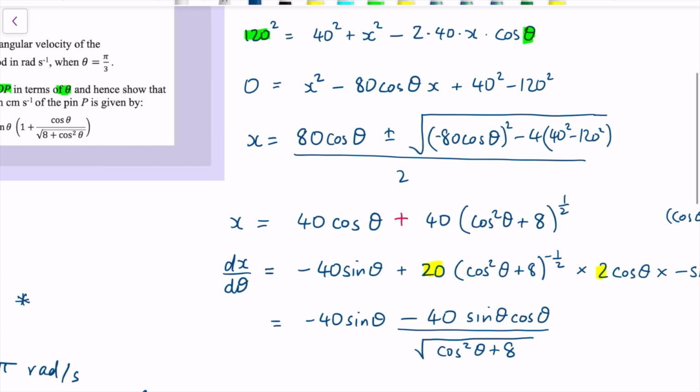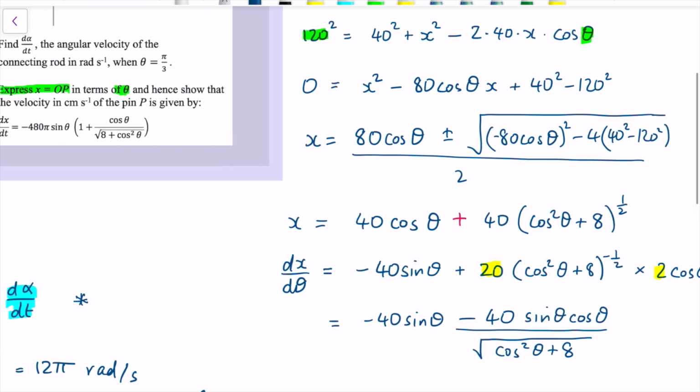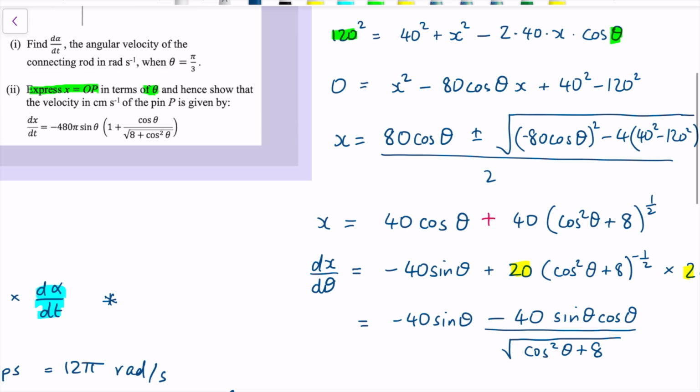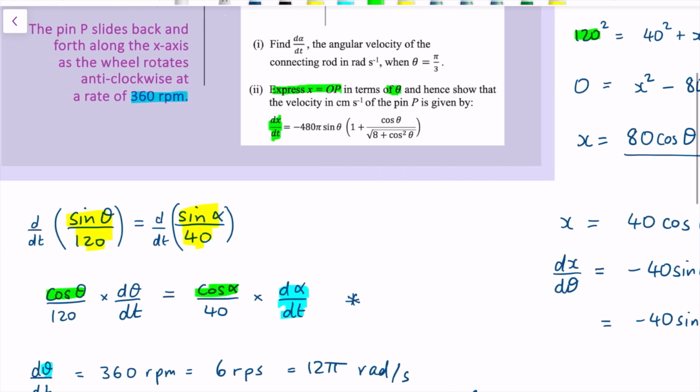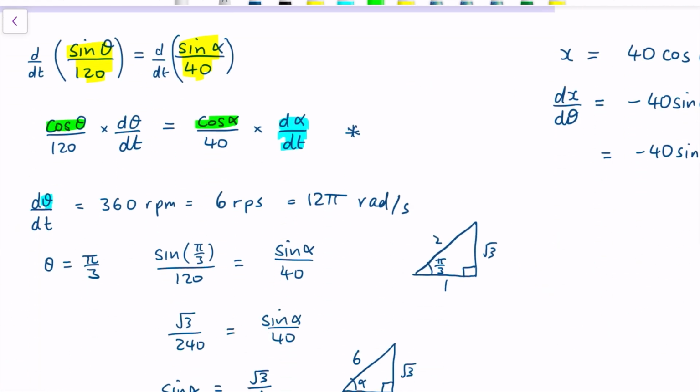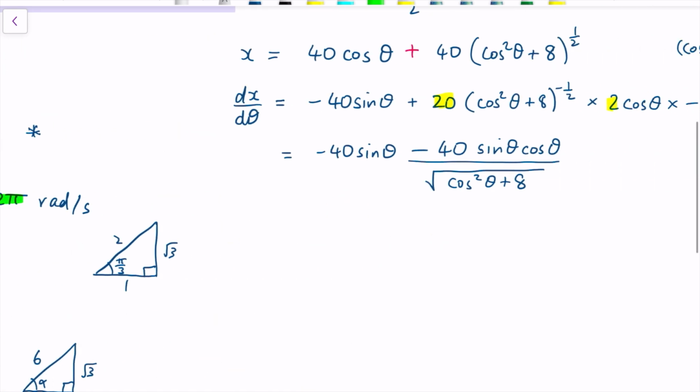So, is that the expression we wanted? Not quite. Oh, of course, sorry. We wanted dx dt, and we've just found dx d theta. So we now need to times this by d theta dt. D theta dt, we had that from the original problem. It was 12 pi radians per second.